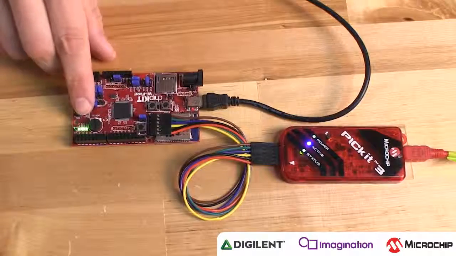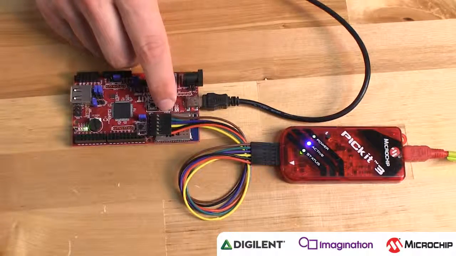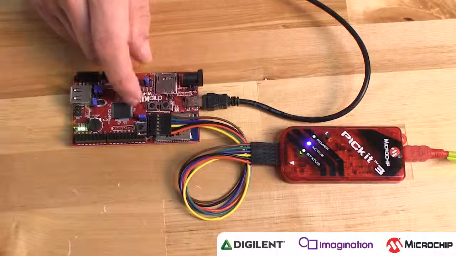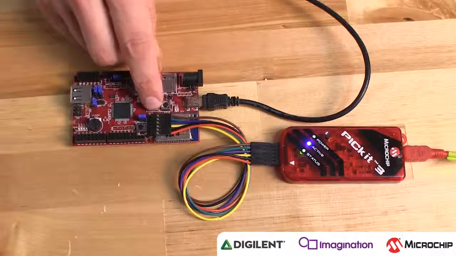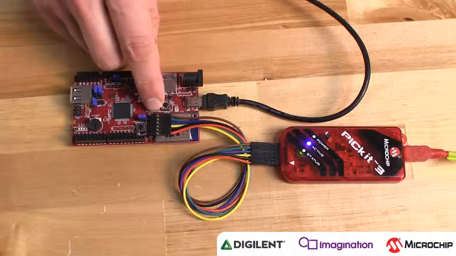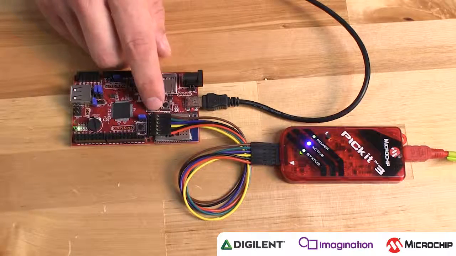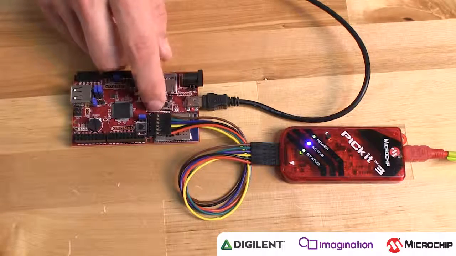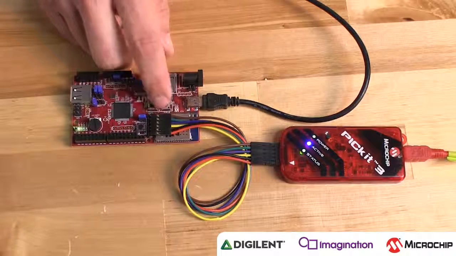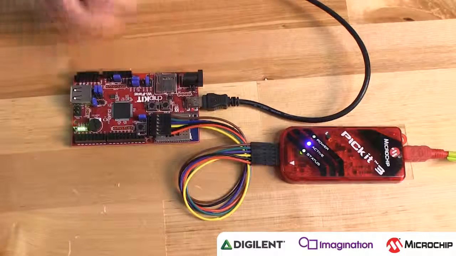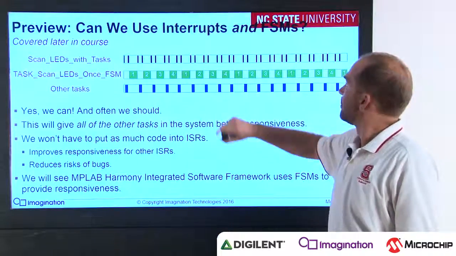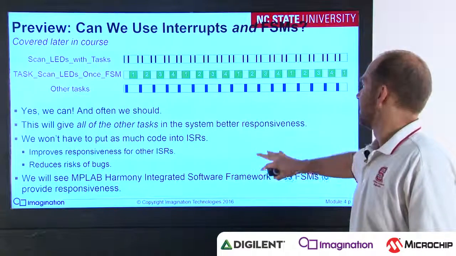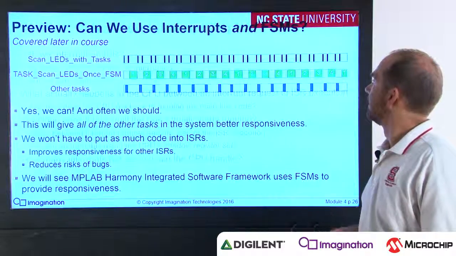So now we can see the LEDs scanning along here. If we press the fast button, they speed up very quickly. And if we press the off button, they all turn off instantaneously, or apparently instantaneously. So this is much better performance. This is what we would expect from this kind of code. And we get this because of the interrupts. Later in the course, we'll see how to use interrupts and finite state machines in order to get better performance. And we'll see the benefits of that.